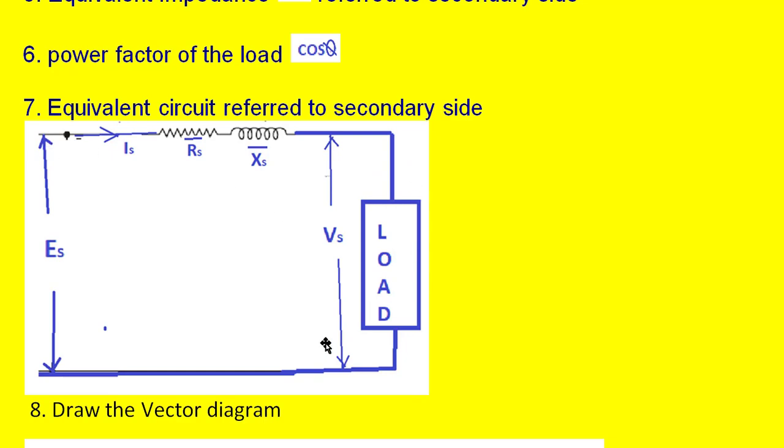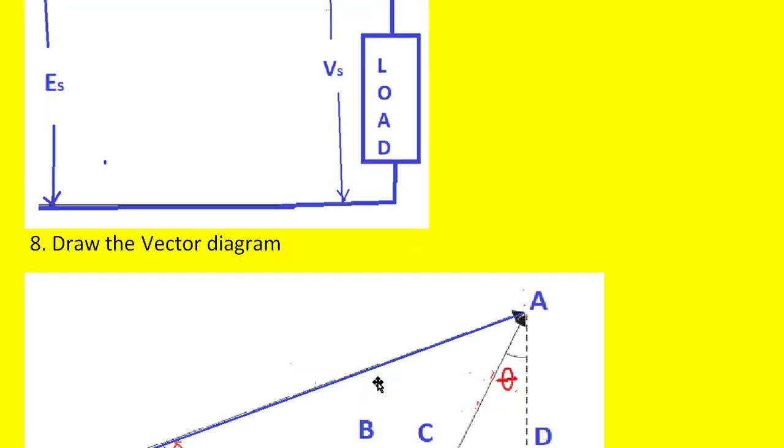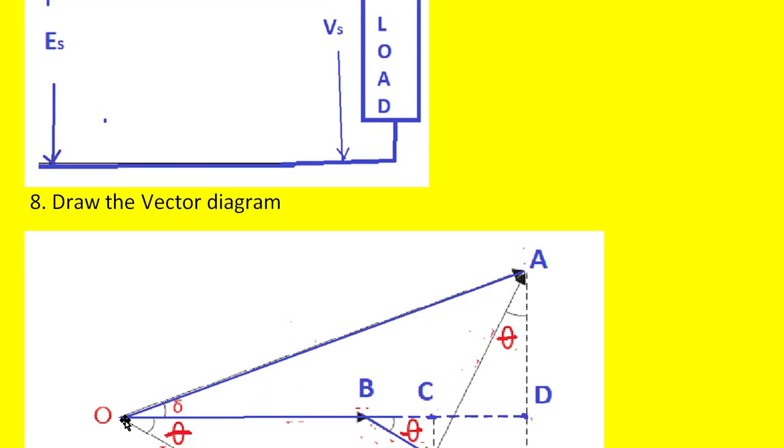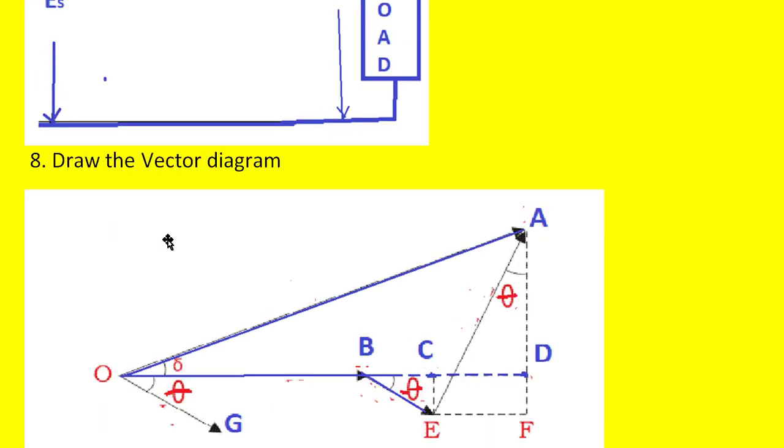This is a series circuit, so we take current as reference like this. This is the Is, OG, the secondary current, and phi is the angle by which it is lagging with respect to the terminal voltage Vs, and that Vs is represented by OB. Once we fix the current flowing and the terminal voltage, we can add all these voltages vectorially to get the induced voltage in the secondary winding.